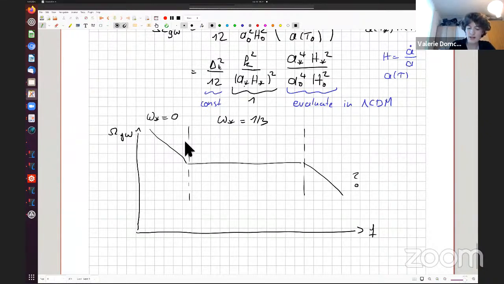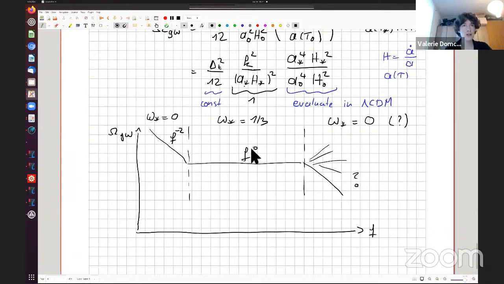So here we understand the cosmological history pretty well. Here, this is kind of a reheating phase, which I'm saying again has an equation of state of 0. So matter-dominated reheating phase. This depends on your model, right? So this could also be quite different. But here on the left-hand side, we understand the cosmology pretty well. So here we have something that scales as f to the -2. Here we have something that is constant.